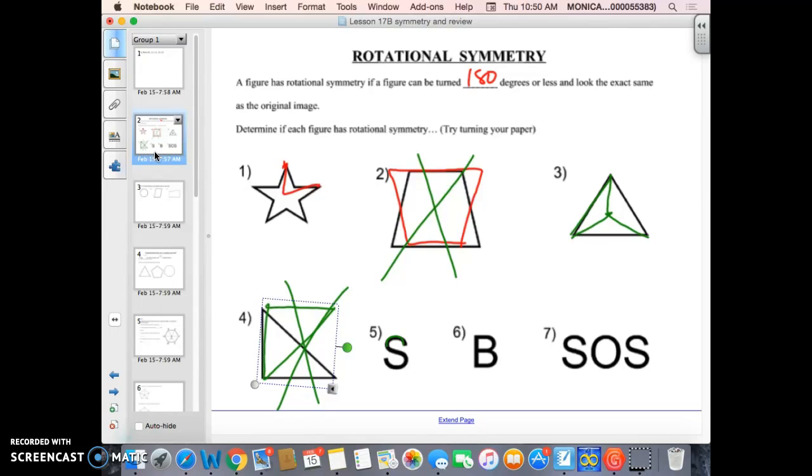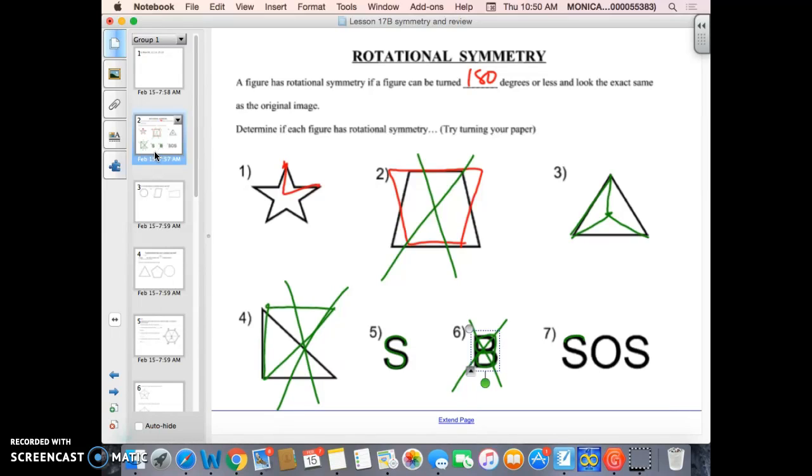Let's look at the letter S. Interesting. I think we'll make it a number 8. Let's see. If I turn 90, wow. This is a yes. It does have rotational symmetry. B. Let's see. No, it does not. If it was the number 8, it would.